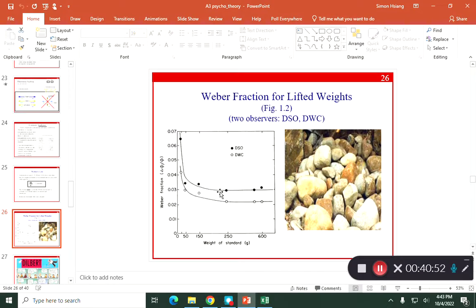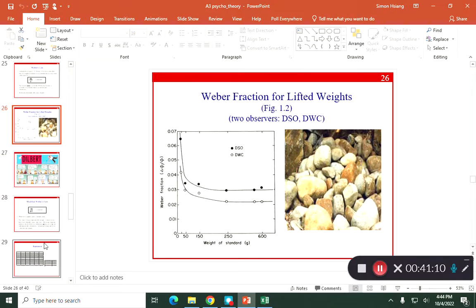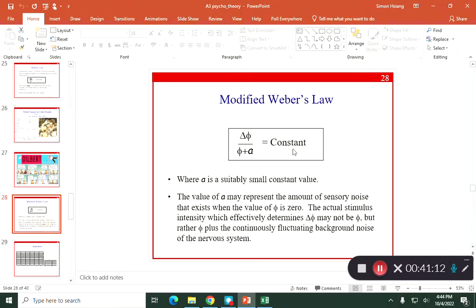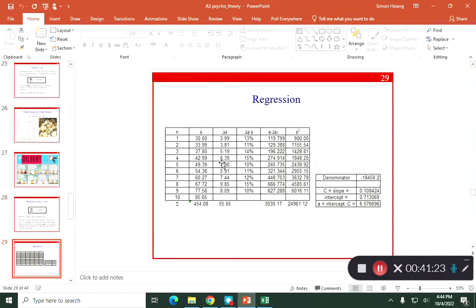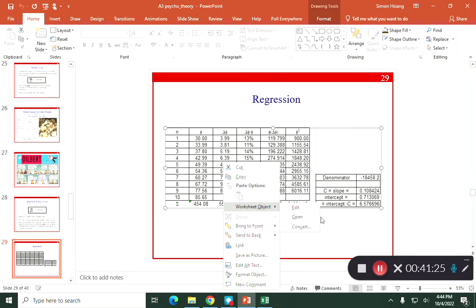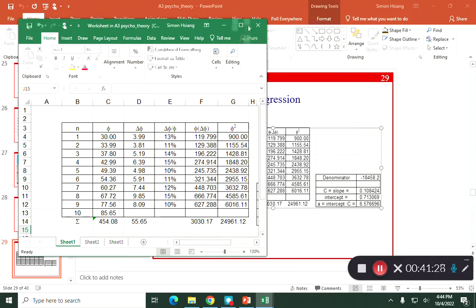And this constant, delta phi over phi, for this black dot subject is about 3.5%. For this white dot subject it is somewhere around 2.5%. And how did he run this experiment? Later he turned this into what we call the modified Weber's law, adding a neurological noise term, A. And I think here we're back to our old regression.